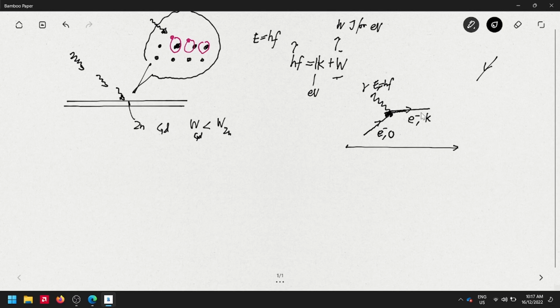Here I have to put a star, because we need to say this electron is being excited. Okay, that's the idea. So that's it. I hope you are okay with the photoelectric effect. Okay?